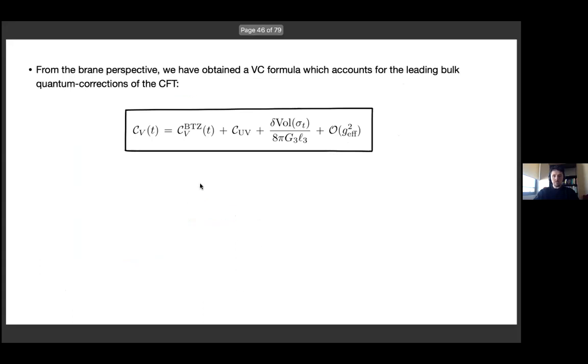Okay. So to sum up, we have found that the generalized volume complexity of the quantum BTZ black hole admits an expansion in the effective coupling of the brane. And the classical term is just the volume complexity of the two-dimensional defect, which is the volume complexity of the BTZ black hole. And these two terms form the leading quantum correction that we were expecting. So the first one is just time independent. It corresponds to the complexity of the short range correlations of the bath. And the second one is time dependent, and it corresponds to the semi-classical backreaction of the state of the conformal field theory on the brane.